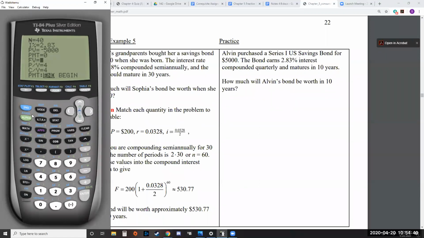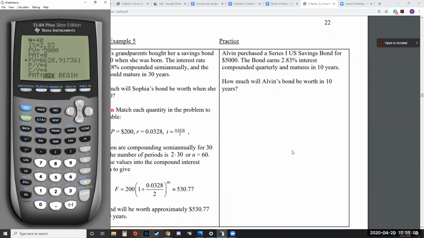All right, that should be our setup. Let's put our cursor on future value because that's what we're solving for. And if you notice above the enter key in green is solve, so we're going to press alpha and enter, and it solves for the future value. So according to this, if you buy the bond for $5,000, you have that interest rate and you hold it for 10 years. In 10 years, it'll be worth $6,628 and about 92 cents.